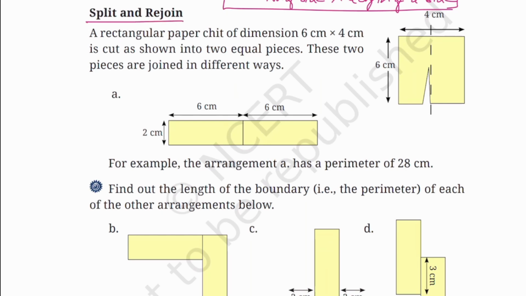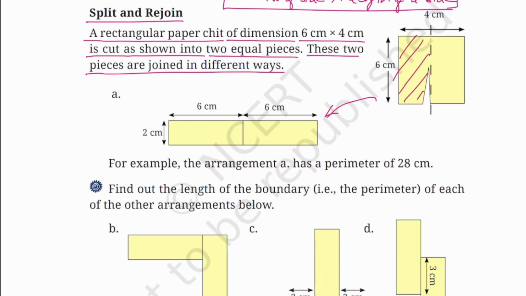Split and rejoin. A rectangular paper sheet of dimension 6 cm into 4 cm is cut as shown into two equal pieces. These two pieces are joined in different ways. You can see two pieces here. These can be joined in different ways like this.